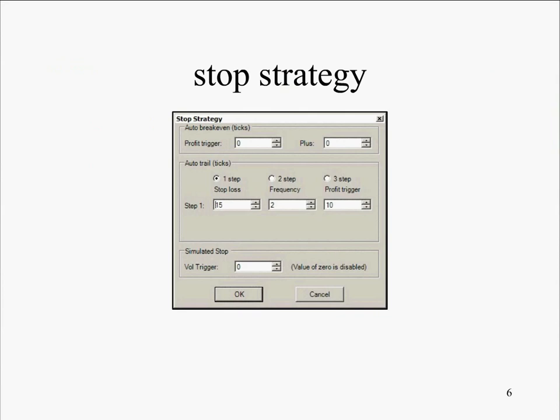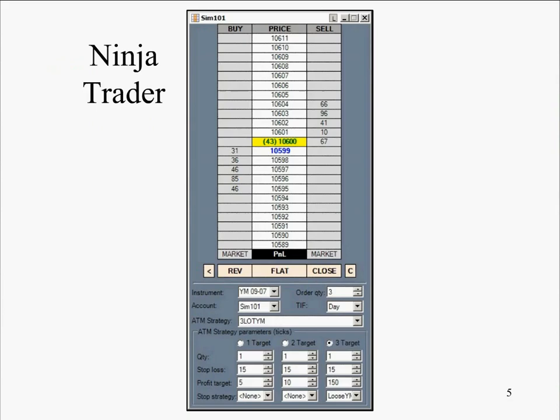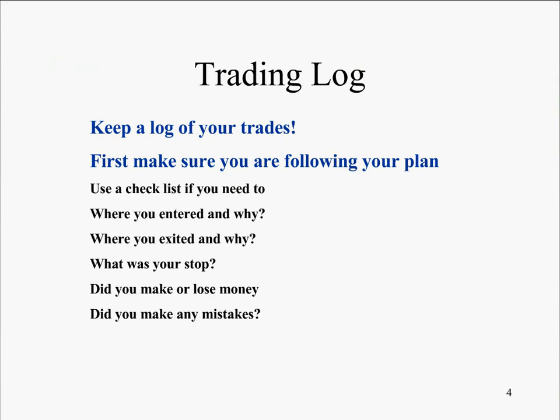All right, slide 4. Yeah, this is slide 4.